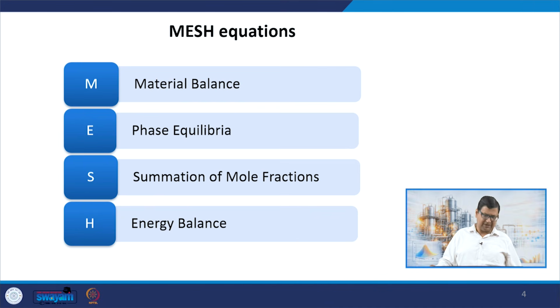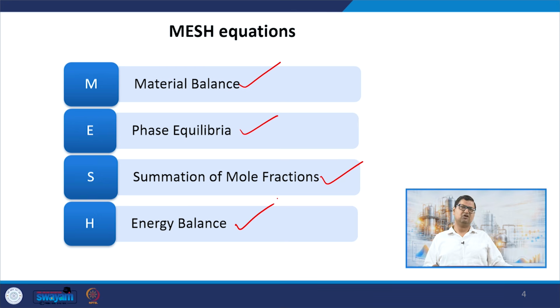So, what kind of equations we can write for this? Essentially, there are 4 types of equation we can write. We can write the material balance, which I will refer to as M equations. We can write the phase equilibria, which I will refer to as the E equations. We can write the summation of mole fraction equation. So, in every stage, the mole fractions of all the components should sum to 1, both in liquid and vapor. So, those are my S equations. And then there is energy balance, which I refer to as H instead of E, because E I am referring to the phase equilibria, right. So, I am using the letter H to represent the energy balance.